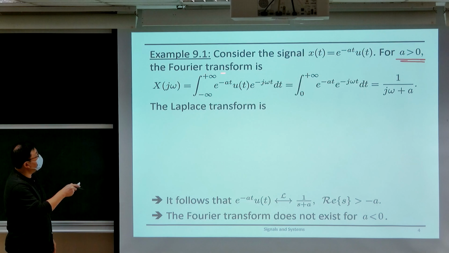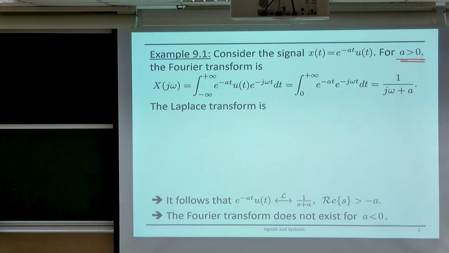Then suppose you take the Fourier transform. This gives you x of j omega equals the integral of e to the minus at u of t times e to the minus j omega t. This u of t limits the integral from 0 to infinity. And the integral from 0 to infinity of e to the minus at times e to the minus j omega t gives you simply 1 over j omega plus a. We've done this several times in the previous chapters, so this is the Fourier transform.